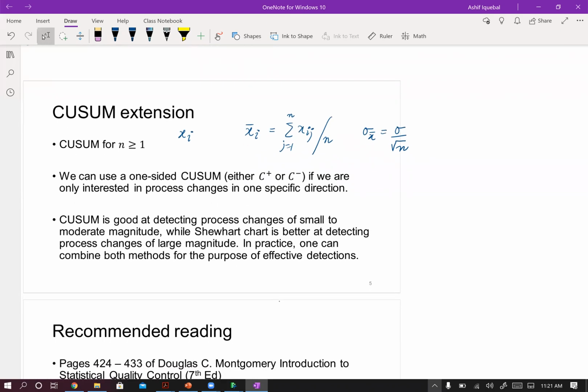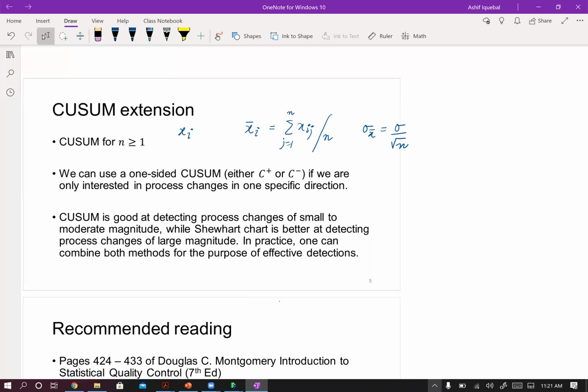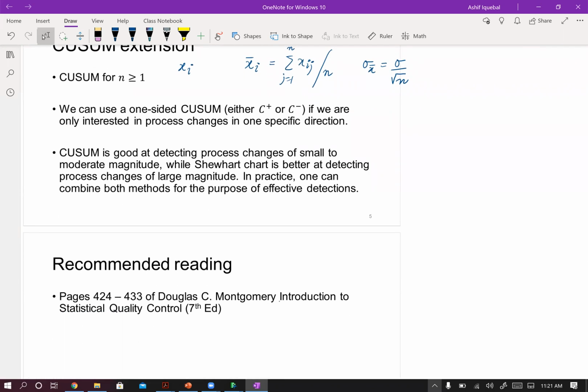Another thing to note here is that CUSUM is extremely efficient when the change in the process mean is extremely small. If it is a very tiny shift, you can detect it by using a CUSUM chart. On the other hand, the Shewhart chart is good when you're trying to detect a change with a very large magnitude. Any questions on this one?